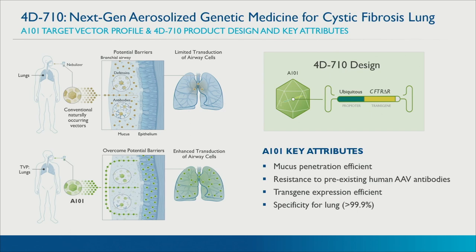So if you think about conventional naturally occurring vectors, there are multiple potential barriers. So defensins, antibodies, the thick mucus that exists in people's lungs, and what we saw in those early trials was very limited transduction. So again, A101 was designed with some key attributes that were supposed to overcome those barriers, including efficiency of mucus penetration, resistance to pre-existing human antibodies, transgene expression efficiency, and high specificity for the lungs.